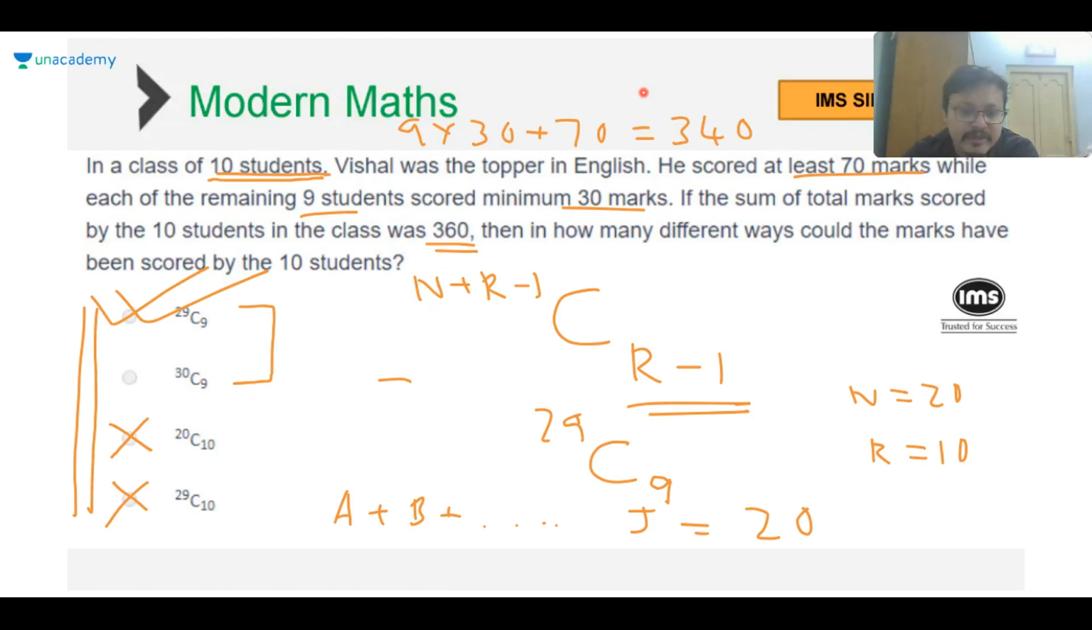Simply look at what is the extra portion. 340 is already dictated. 20 is left. So N is 20. R is 10. At least eliminate C and D on the grounds that it's a CR minus 1 form. And that holds for every formula of distribution. So the idea is make your mock questions easier for you.